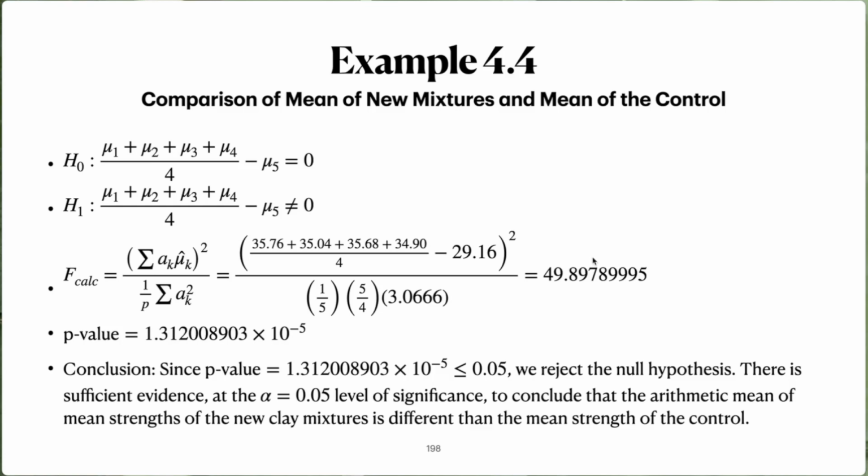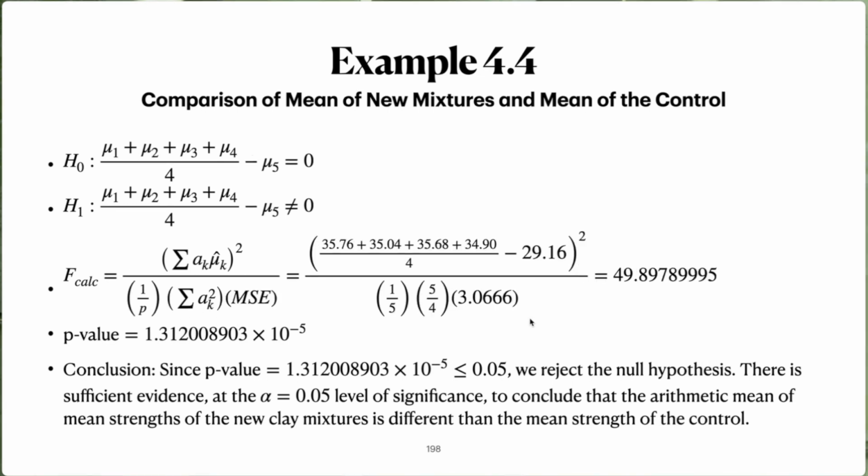And so here we have the formula for the F statistic in this case, and it looks like I need to put the MSE in the denominator there. So let me do that. Okay, so there we go, fix that right up.